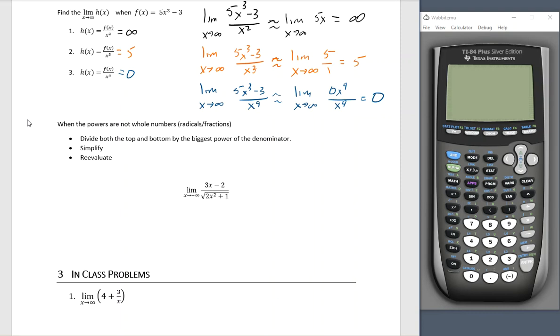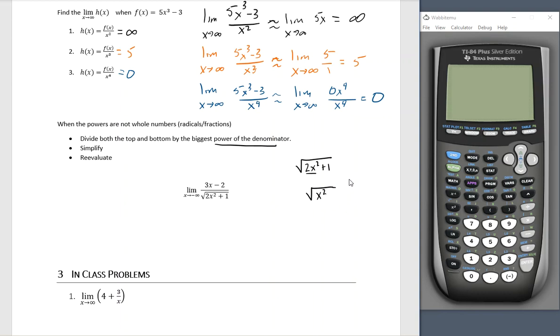When the powers are not whole numbers, so they're radicals or fractions, we're going to divide both the top and the bottom by the biggest power of the denominator. You're going to simplify and then reevaluate. Okay, so 3x minus 2, that's no big deal. I'm looking at this. And we have the square root of 2x squared plus 1. Our highest power is the 2x squared. But really all I care about is the x squared, the highest power of x.